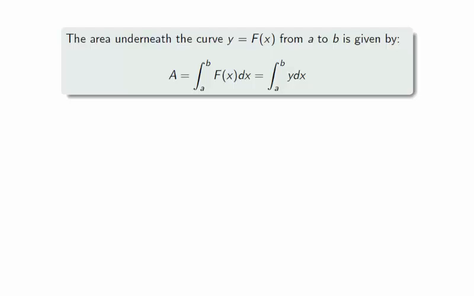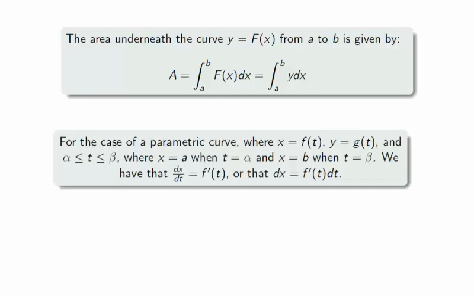Recall that the area underneath the curve y equal to f of x from a to b is given by A equals the integral from a to b of f of x dx, which equals the integral from a to b of y dx. For the case of a parametric curve, we have that x equals f of t and y equals g of t, and alpha is less than or equal to t, which is less than or equal to beta, where x equals a when t equals alpha, and x equals b when t equals beta.